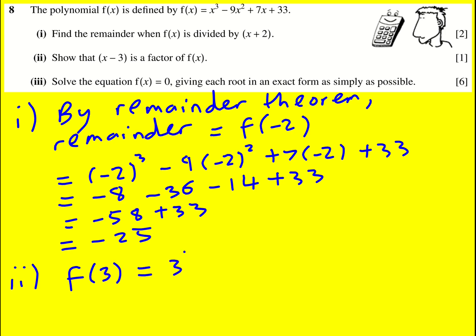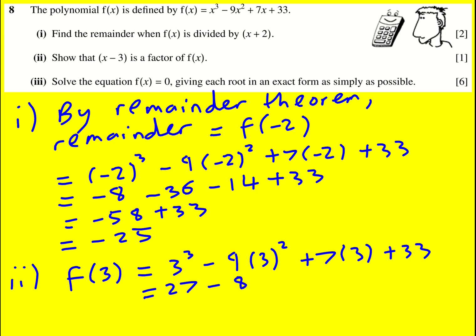So we'll get 3 cubed minus 9 times 3 squared plus 7 times 3 plus 33. 27 minus 81 plus 21 plus 33. That gives me 48. Add on 33 is 81. So I'm going to get 81 minus 81. I'm going to get 0.